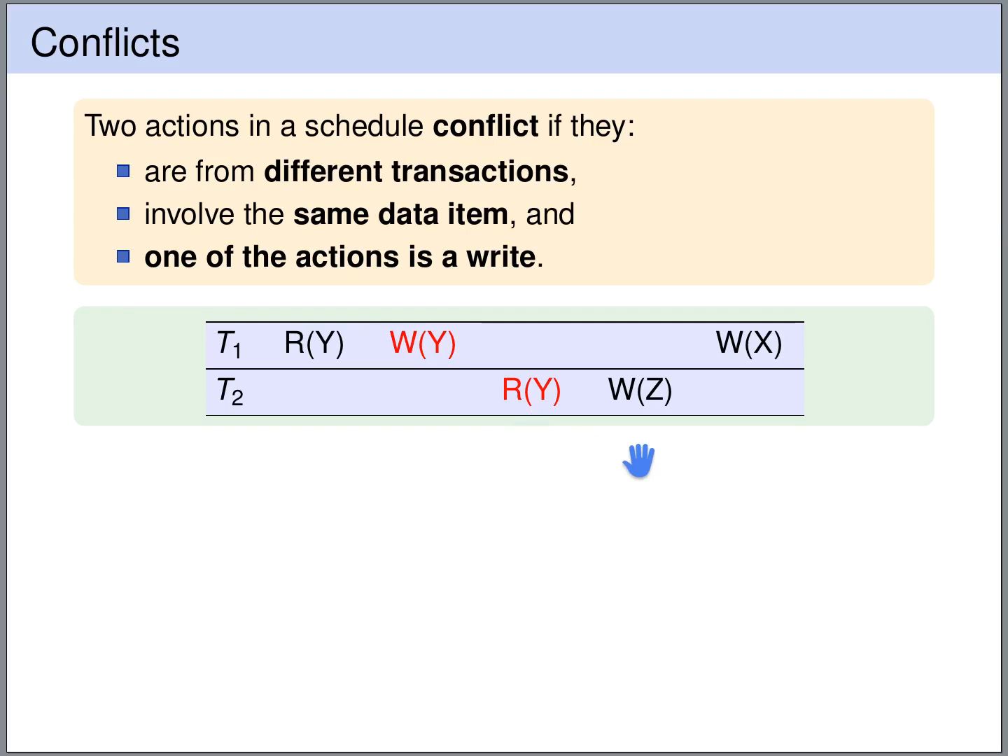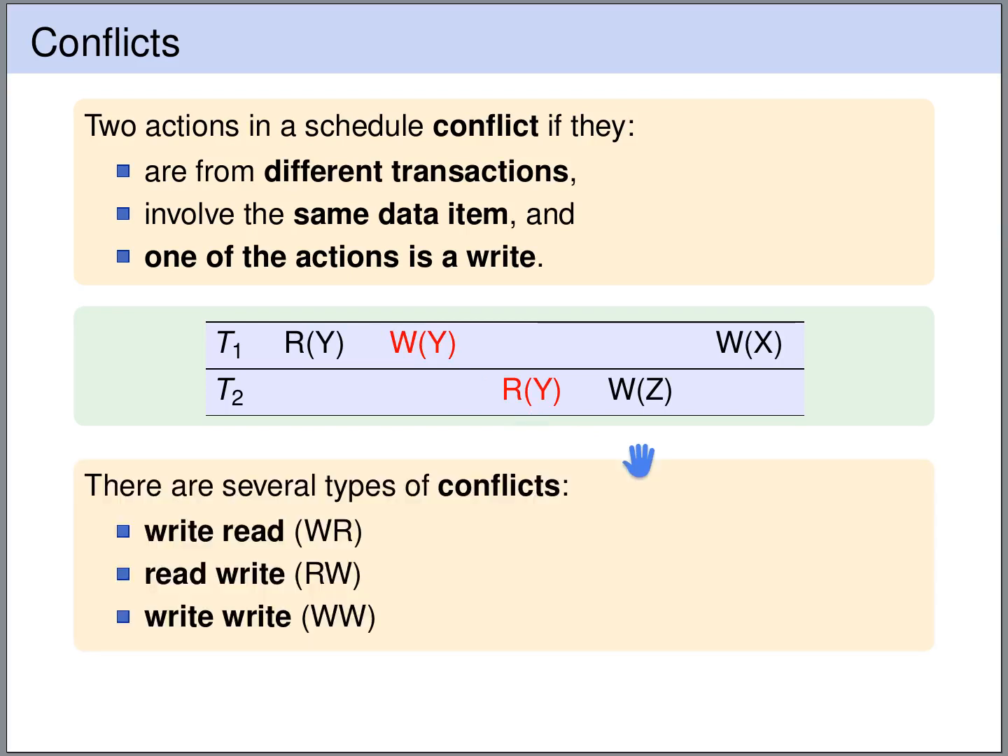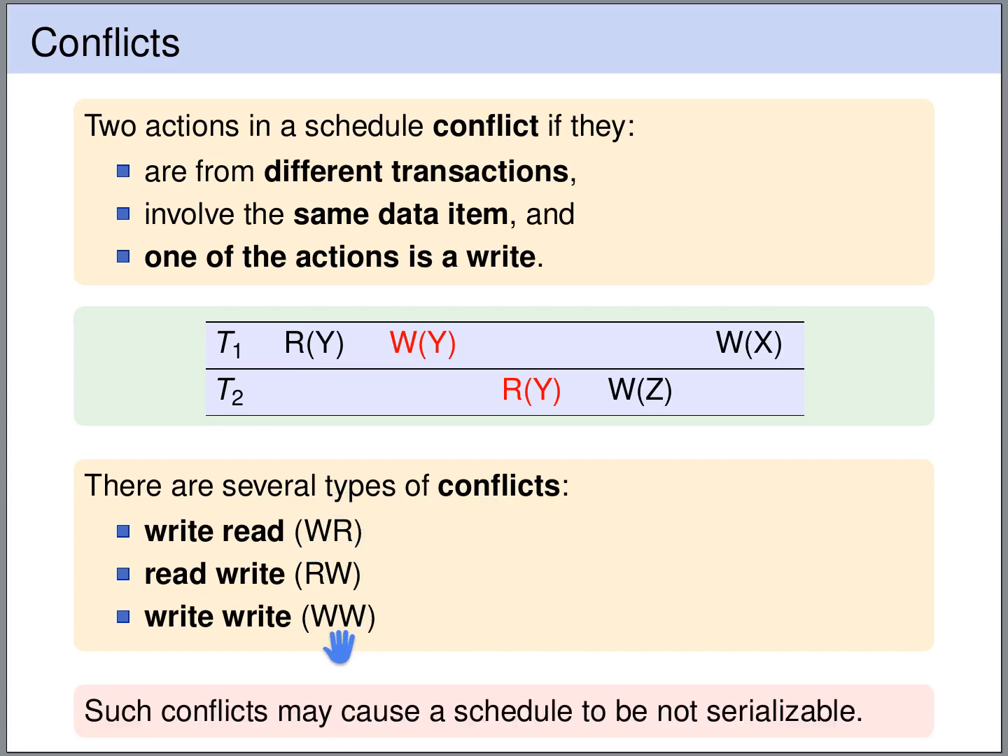There are different types of conflicts. We have write-read conflicts. This is a write-read conflict. We first have a write and then a read. We also have read-write conflicts, and we have write-write conflicts. The write-read conflicts we will shortly denote as WR, the read-write conflicts as RW, and the write-write conflicts as WW. Such types of conflicts can cause a schedule to be not serializable.